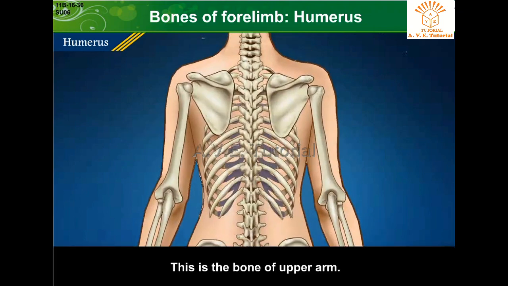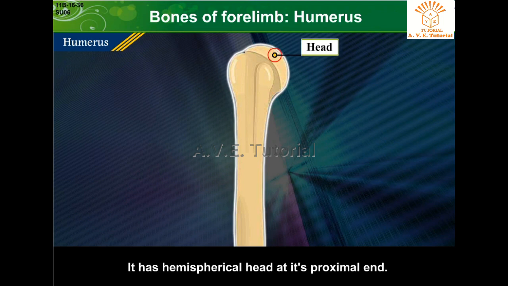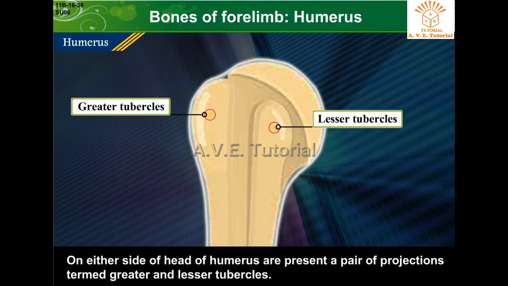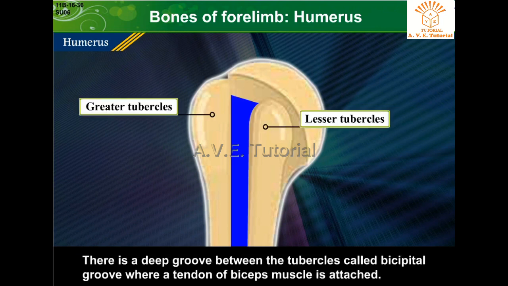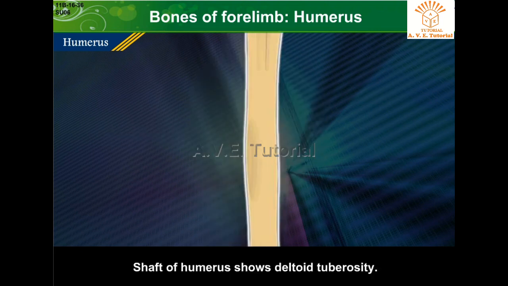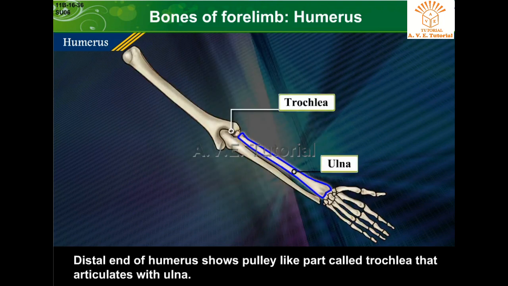Humerus. This is the bone of the upper arm. It has a hemispherical head at its proximal end. On either side of the head of humerus are present a pair of projections termed greater and lesser tubercles. There is a deep groove between the tubercles called bicipital groove, where a tendon of biceps muscle is attached. Shaft of humerus shows deltoid tuberosity. Distal end of humerus shows a pulley-like part called trochlea that articulates with ulna.